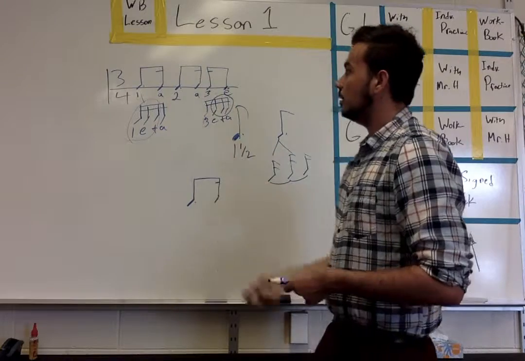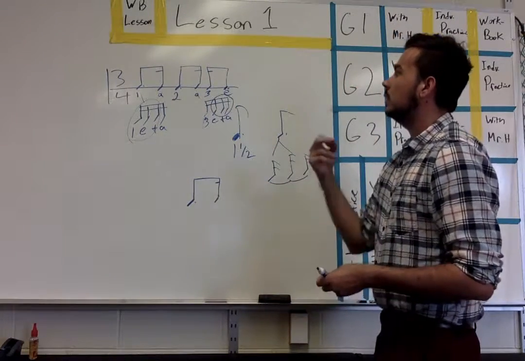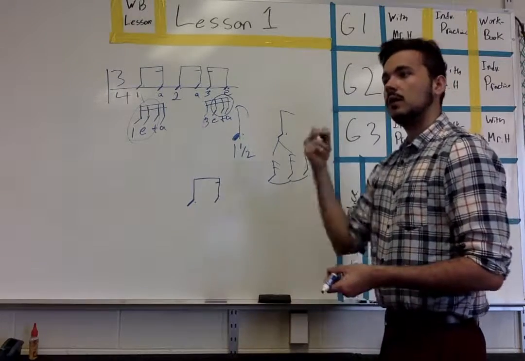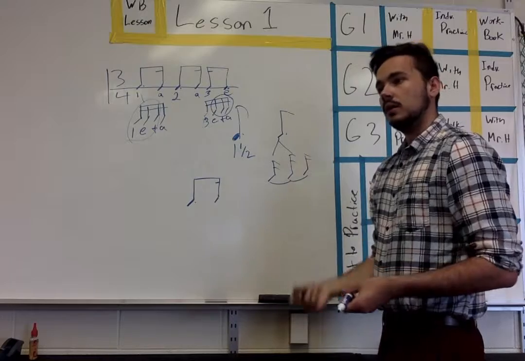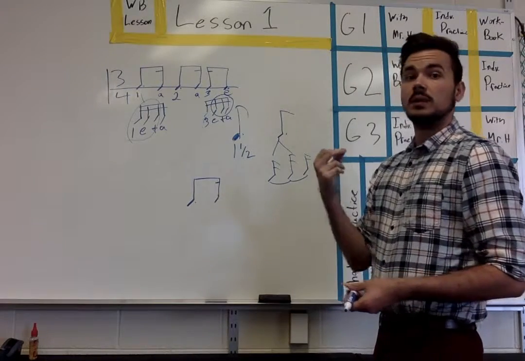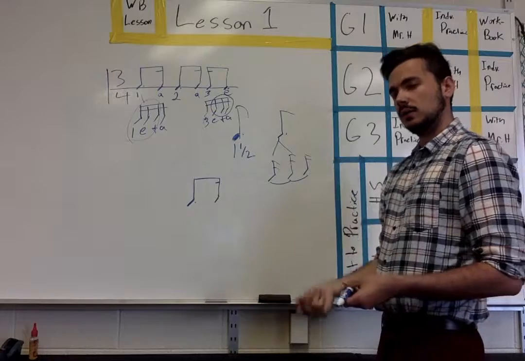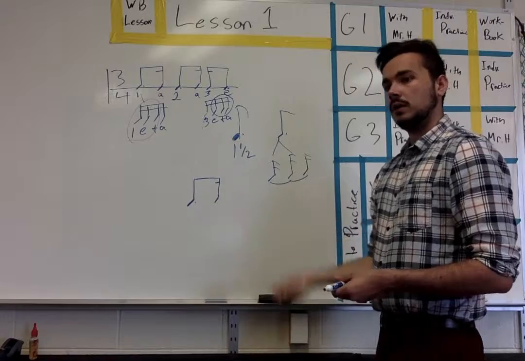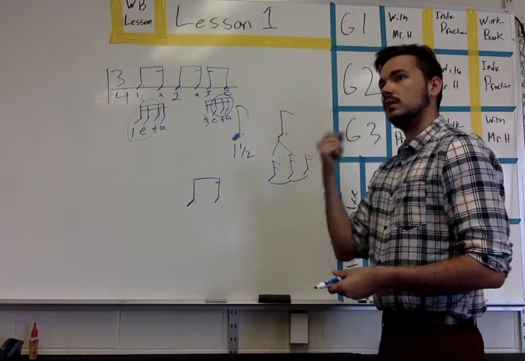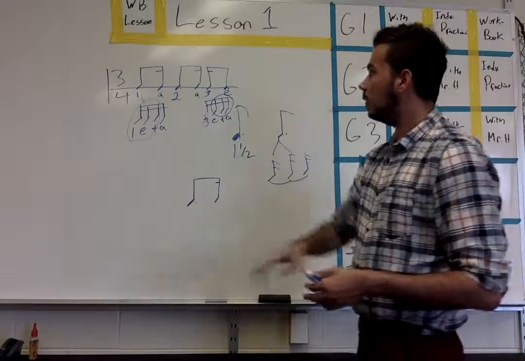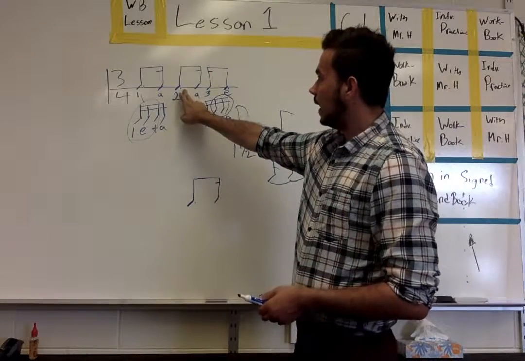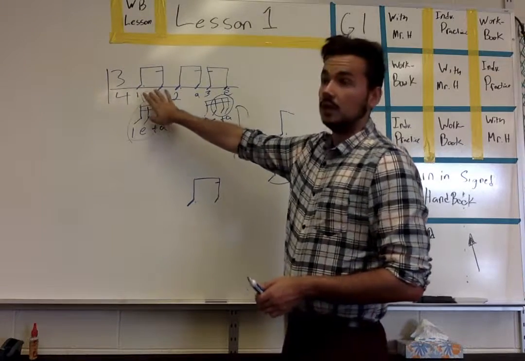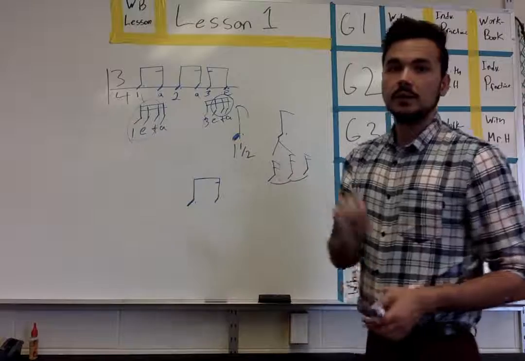So the rhythm would go like 1, 2, 3 E, 1, 2, 3 E, 1, 2, 3 E, 1 E, and sorry, I messed up. 1 E and 2 E and 3 E and 1, 2, 3 E, 1, 2, 3 E. So that's how that rhythm would go. Just remember that the dotted eighth note takes up 3 16th notes.